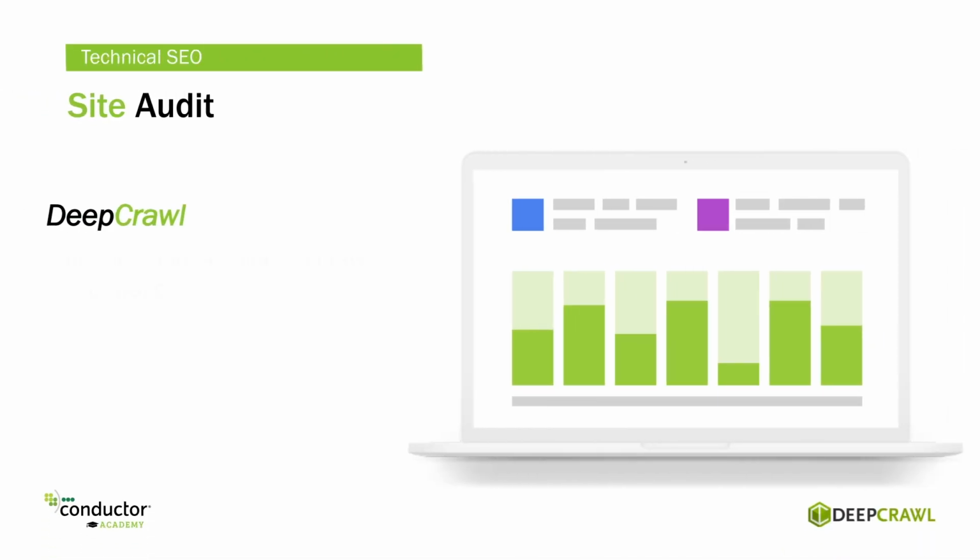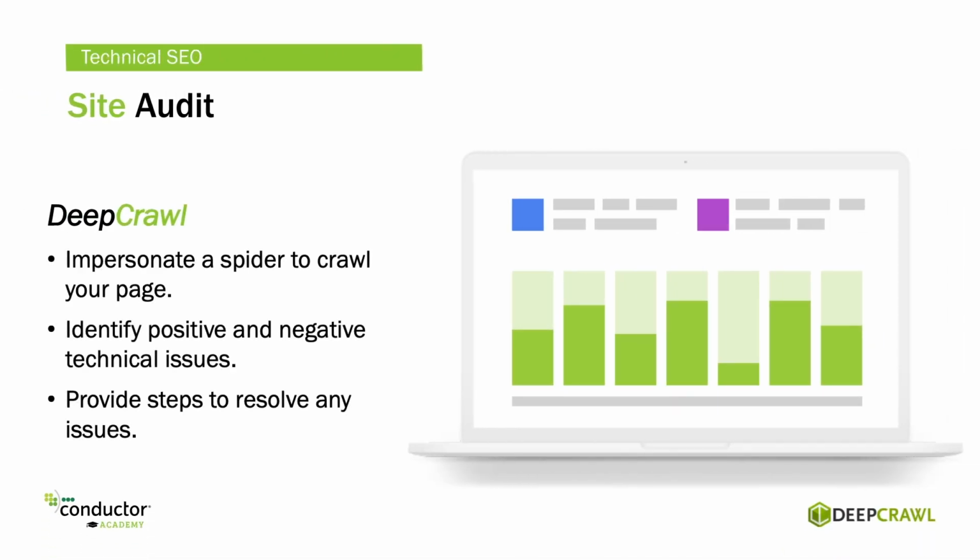Tools like Deep Crawl will impersonate a Google spider and crawl your pages, prioritizing the technical issues. It will keep tabs of both positive and negative technical aspects, identifying what can be done about the issues.